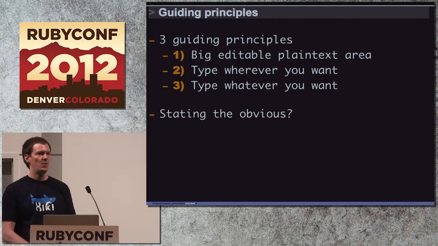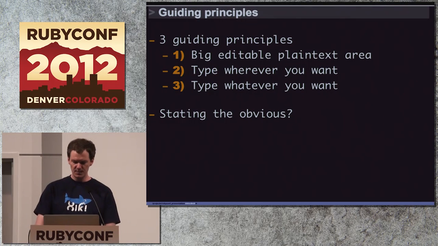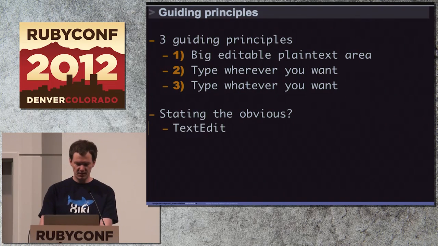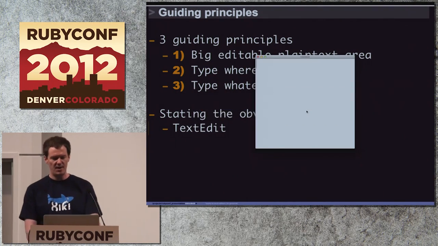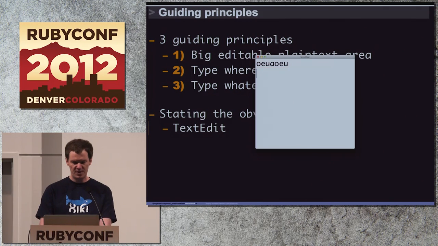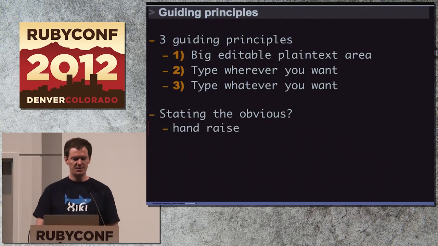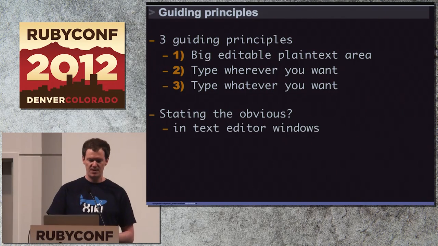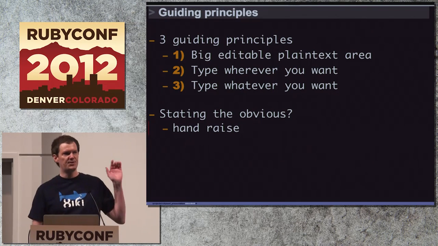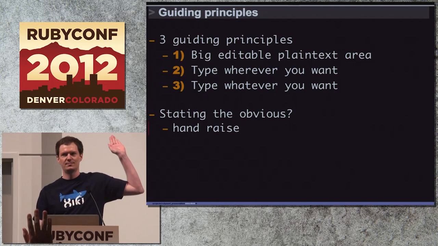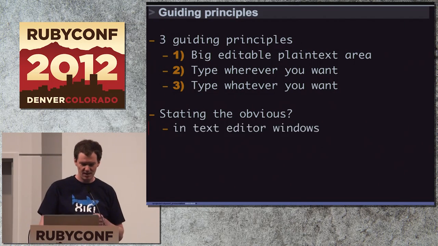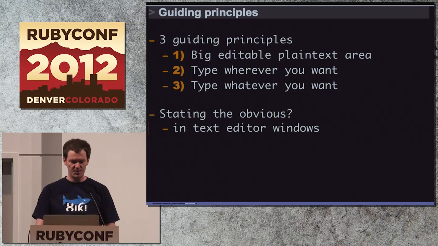So are these 3 points stating the obvious? Let's take a look at a standard text editor. These 3 points apply to pretty much every text editor. Editable text, you can type whatever you want, wherever you want. So show of hands, who thinks these 3 points are stating the obvious? Cool, I do. In the context of text editor windows, they're very much stating the obvious.